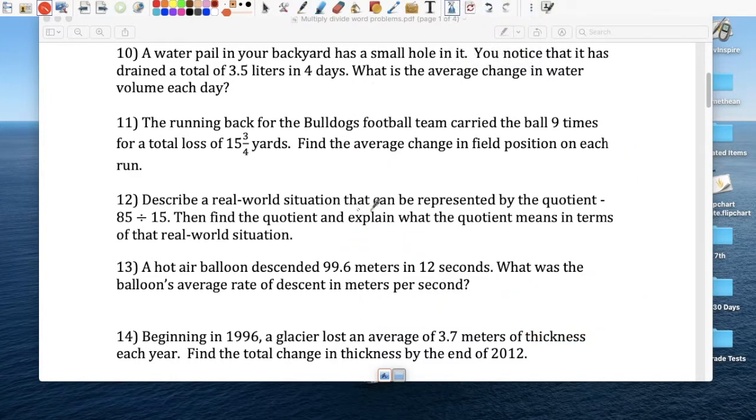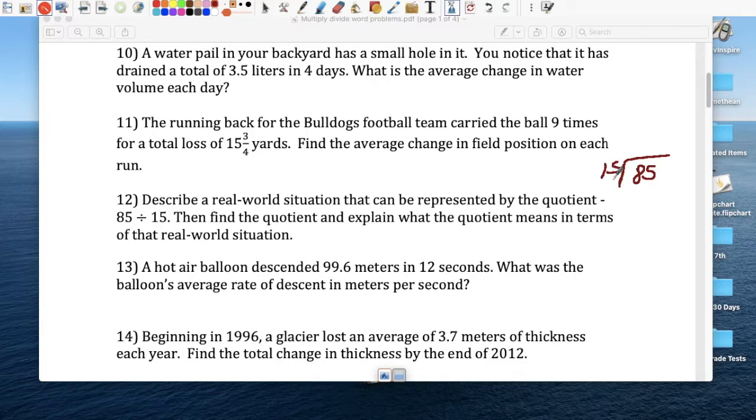Describe a real world situation that can represent the quotient 85 divided by 15. This is up to you. It's really up to you what you want. So let's divide 85 by 15 first and see what you get.